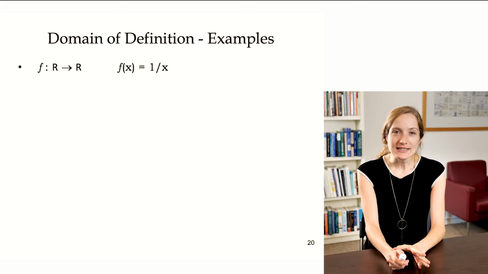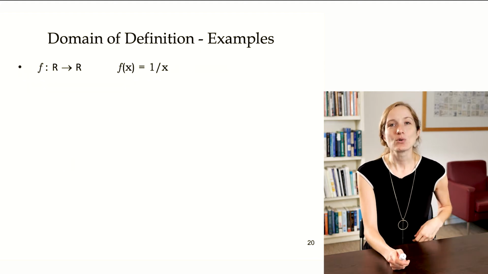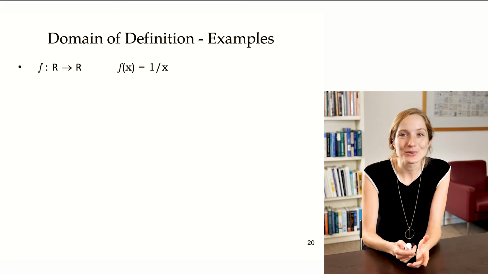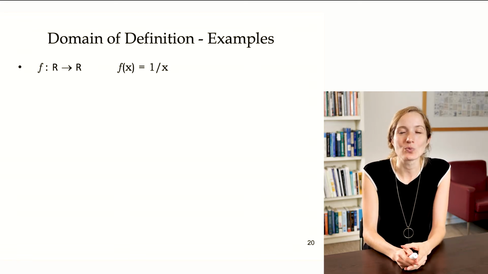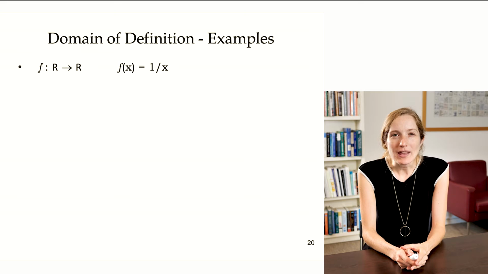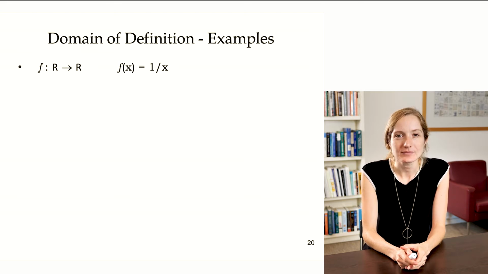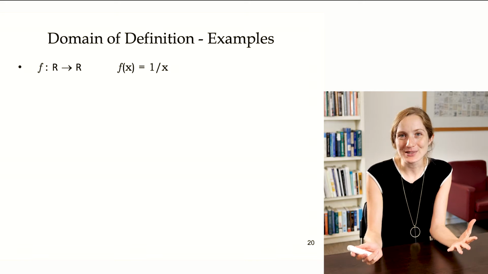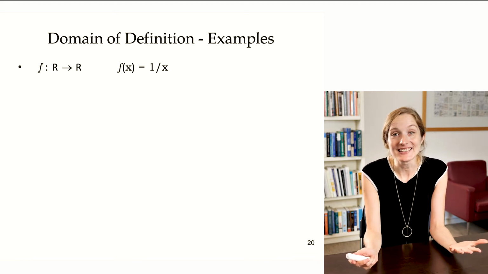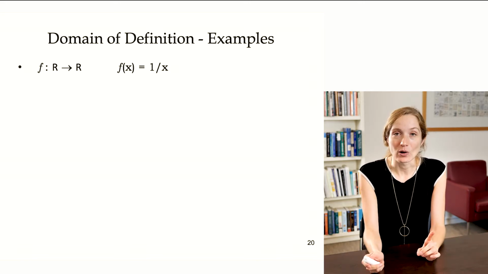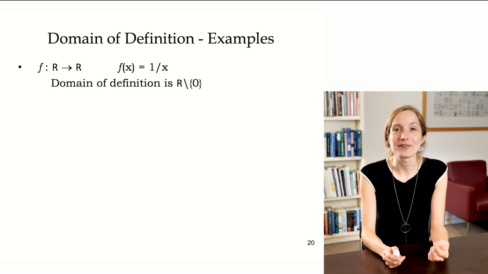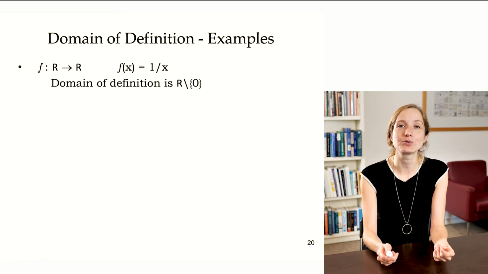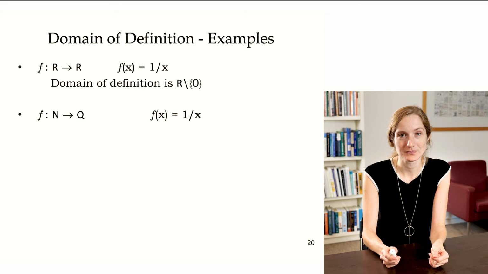Okay, so let's see some examples here. Say for example, I'm going from f from the reals to the reals by f of x equals 1 over x. What is the domain of definition of this function? Note that this looks at first glance like a perfectly good function, and it is, but it is not defined on all points because it is not defined at the point 0. So the domain of definition would be the set of real numbers with 0 removed.